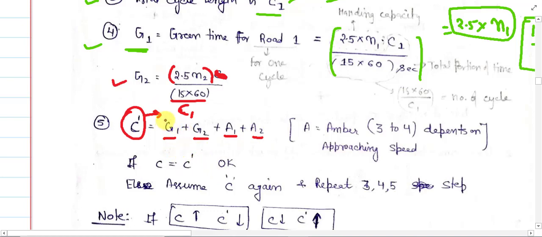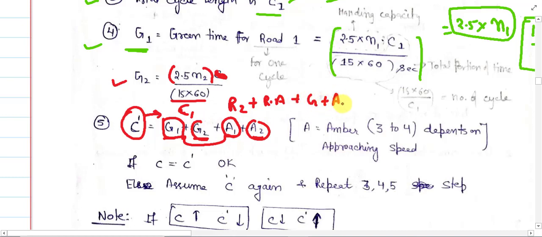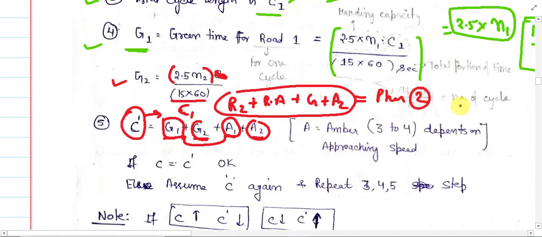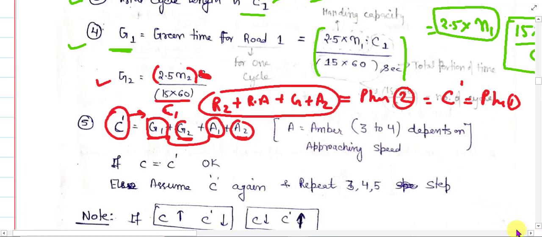In simple case we can say that G1 and A1 will give the phase diagram 1 value, and G2 plus A2 will give the phase diagram 2 value, and the total length for the phase diagram value will be equal to C dash, which is equal to phase 1 diagram length.